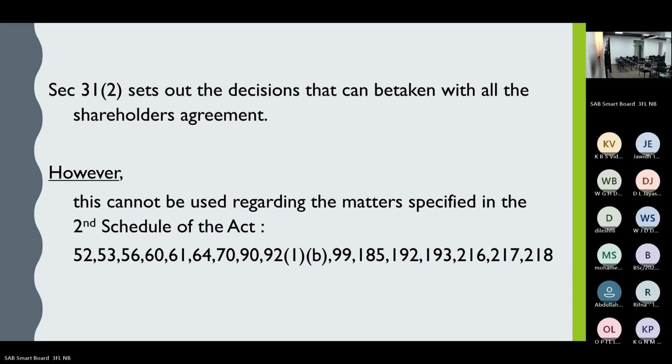Can members of a private limited company freely transfer their shares? In the public companies, you can easily transfer your shares through the stock exchange. What about in a private company?